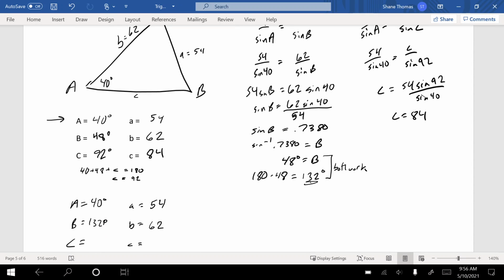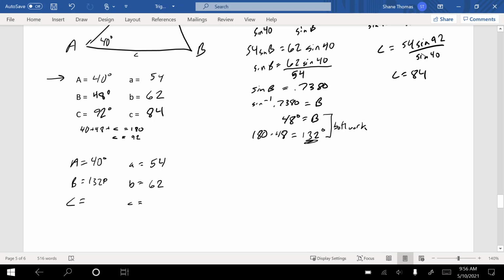Because I had that second value that worked, I plugged it down here as well. So let's find that third angle real quick. 40 plus 132 plus C equals 180. Then C is going to be 8. So that's got to be 8 degrees. Just a little tiny angle.